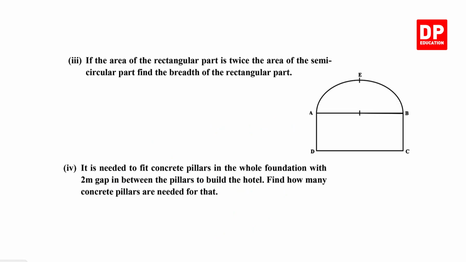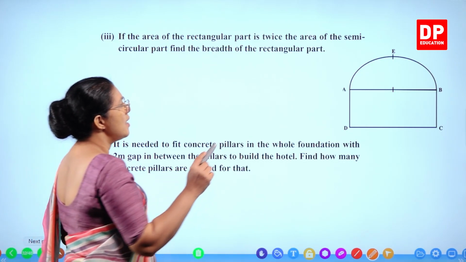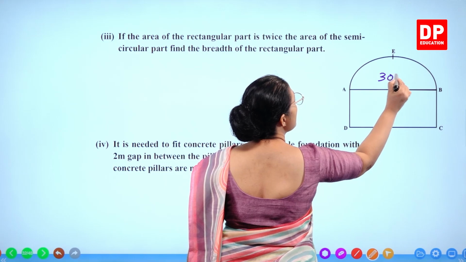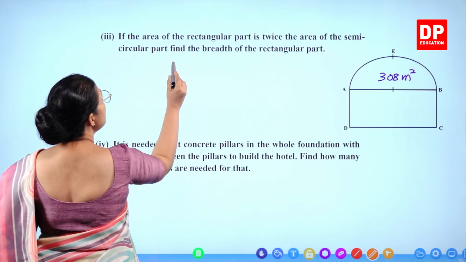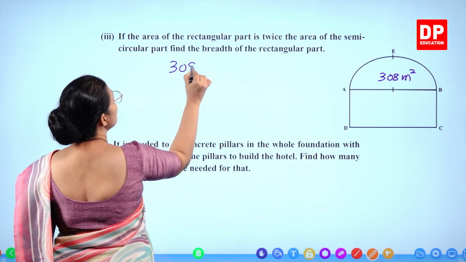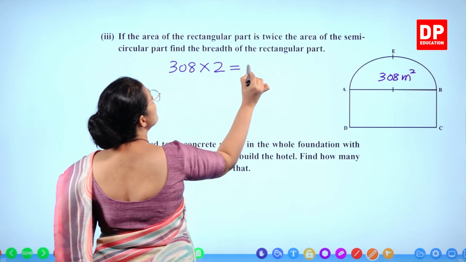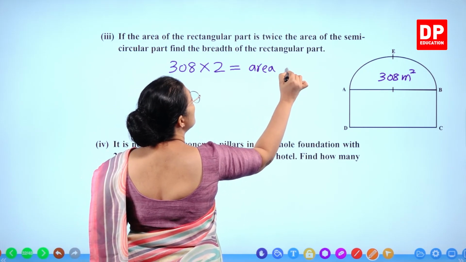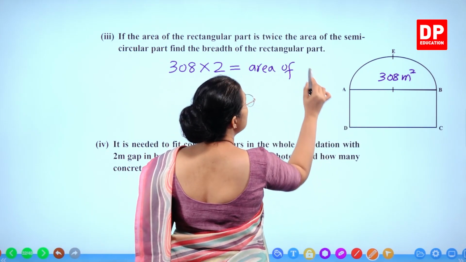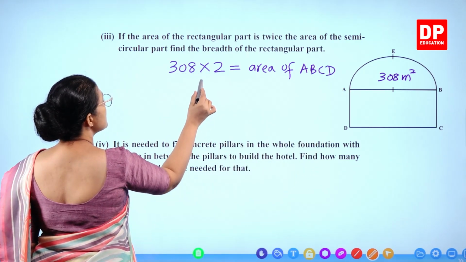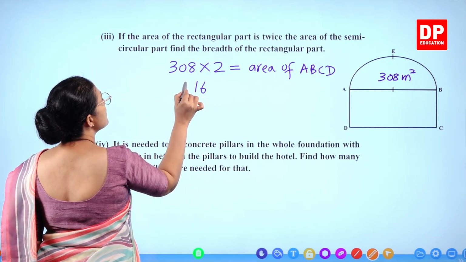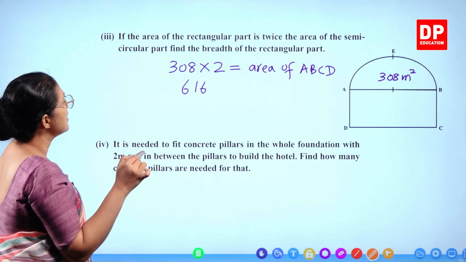Third part: if the area of the rectangular part is twice the area of the semicircular part, find the breadth of the rectangular part. So we found this is 308 square meters. So what's the area of the rectangle? Twice of that. So area of the rectangle ABCD: 2 times 8, 16, 2 times 3, 616.